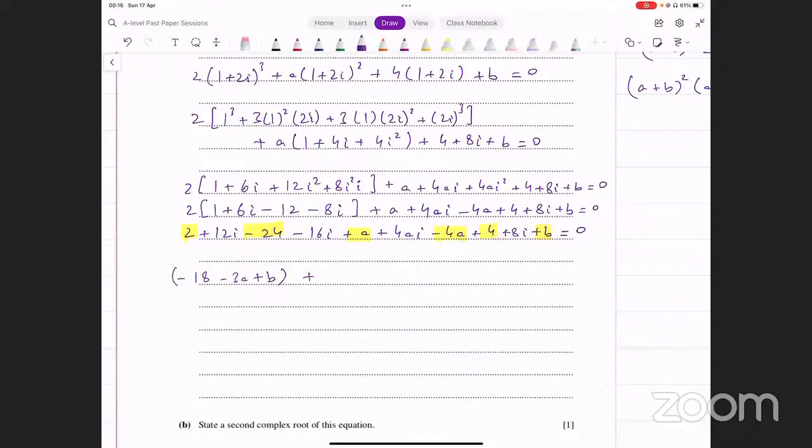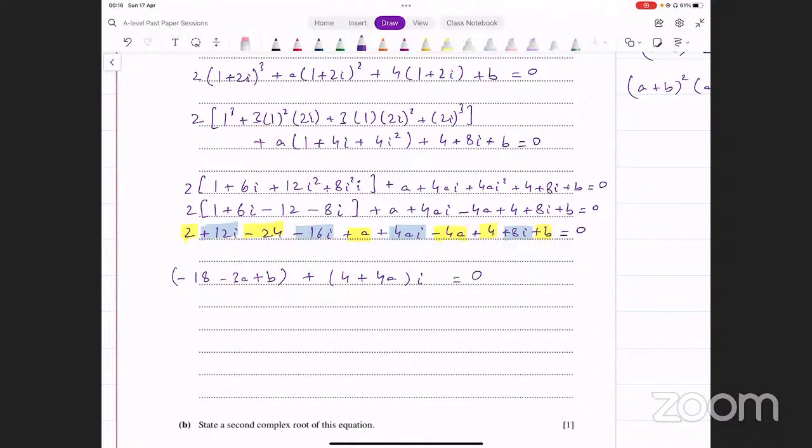इमेजिनरी टर्म्स क्या क्या आ रही हैं? We have 12 iota minus 16 iota, that becomes minus 4 iota, plus 8 iota, that's plus 4 iota. एक तो हमारे पास 4 iota आ गया. उसके साथ what else do we have? We have this 4a iota as well. ठीक है, ये हम इमेजिनरी टर्म्स ऑफ ये बन रहे हैं 4 iota plus 4a iota, ये हमारे पास इमेजिनरी टर्म्स आ गए.